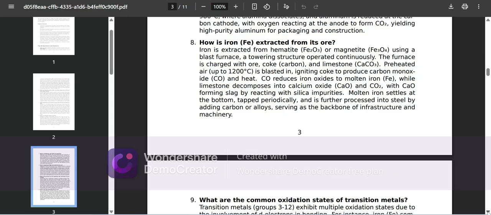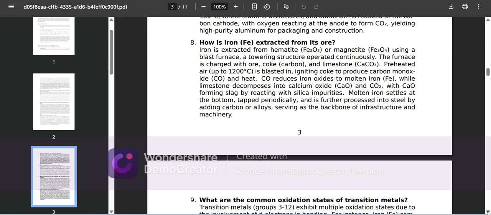Preheated air up to 1200 degrees Celsius is blasted in, igniting coke to produce carbon monoxide and heat. Carbon monoxide reduces iron oxide to molten iron Fe, while limestone decomposes into calcium oxide CaO and carbon dioxide, with calcium oxide forming a sludge.